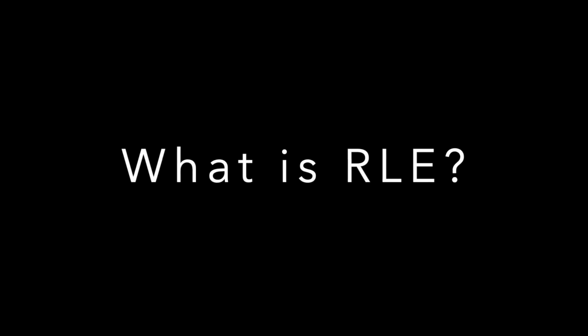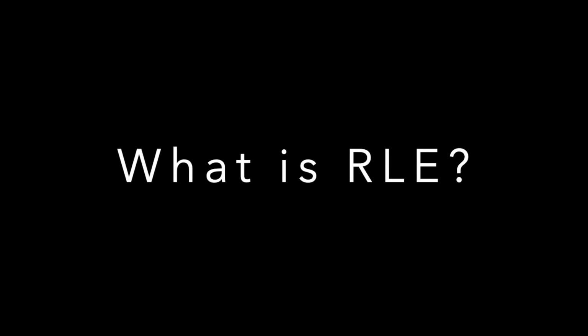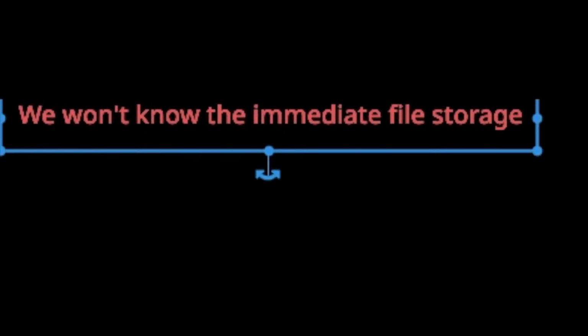Run length encoding is a very simple form of lossless data compression in which runs of data are stored as a single value and count, and not as the original data. The good thing about run length encoding is that it is quite simple for computers to understand. On the other hand, while it might be simple, we won't know the immediate file storage as it is compressed, and it doesn't really guarantee any storage saving.